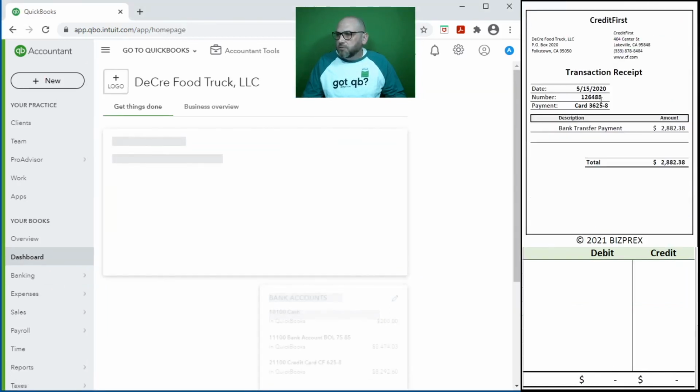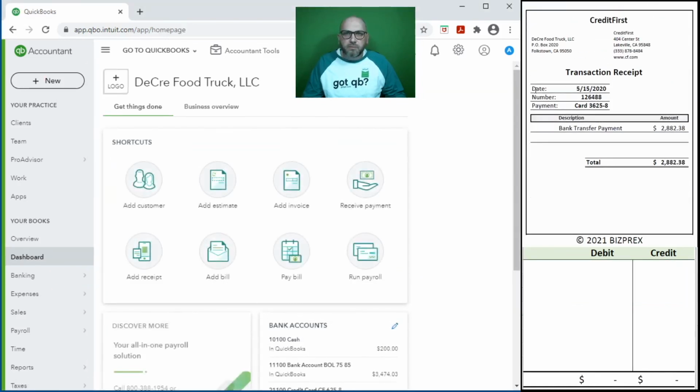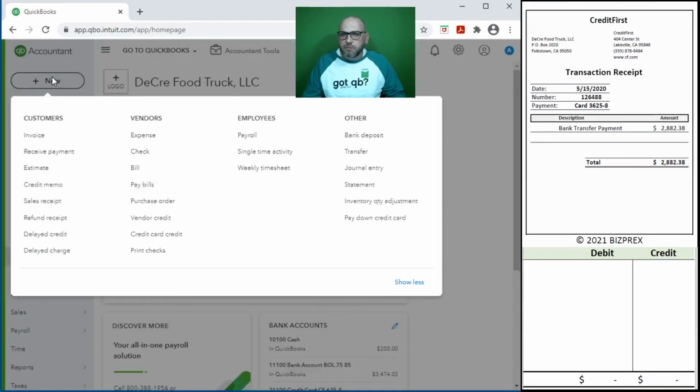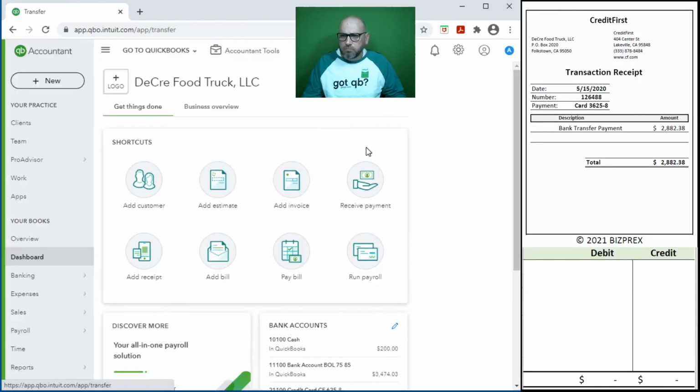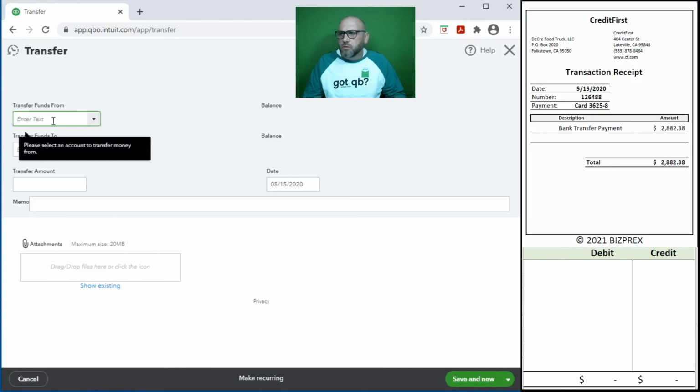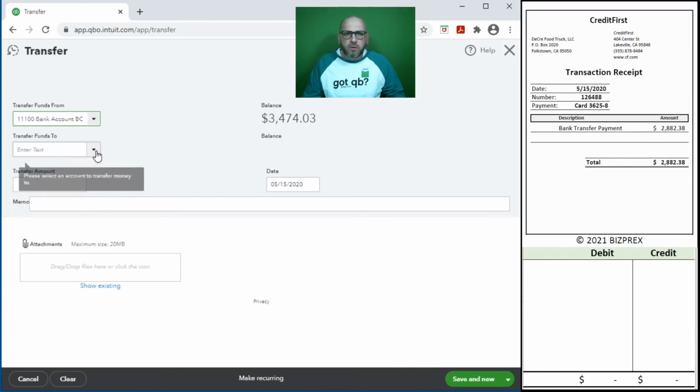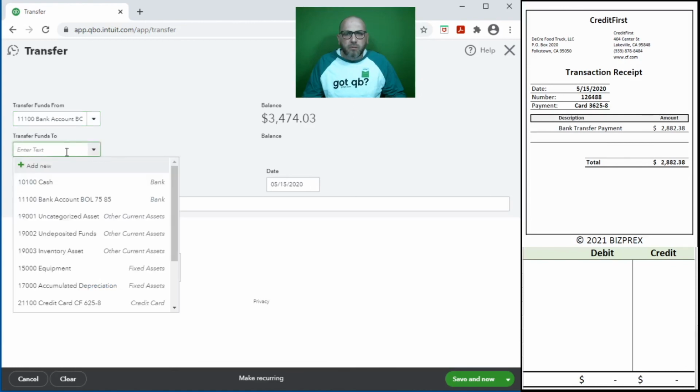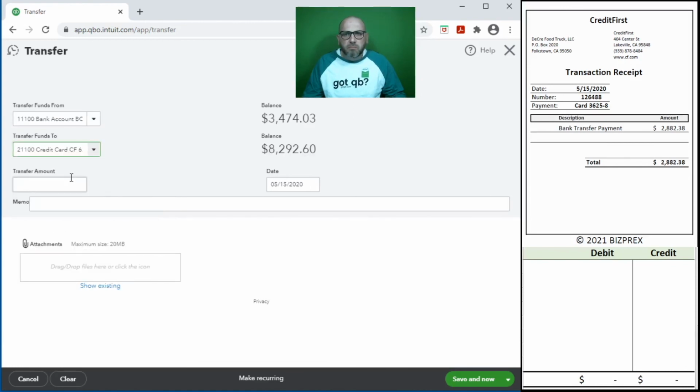What else do we have? We have a payment. All right, we've done it before. We can do it through transfer. All right, so we're paying from our bank account. We know that much. We always do. And we're paying our credit card. Here it is. What amount are we paying? All right, and what is the date? 5/15/2020. Excellent. Okay, we can enter transaction number for reference.